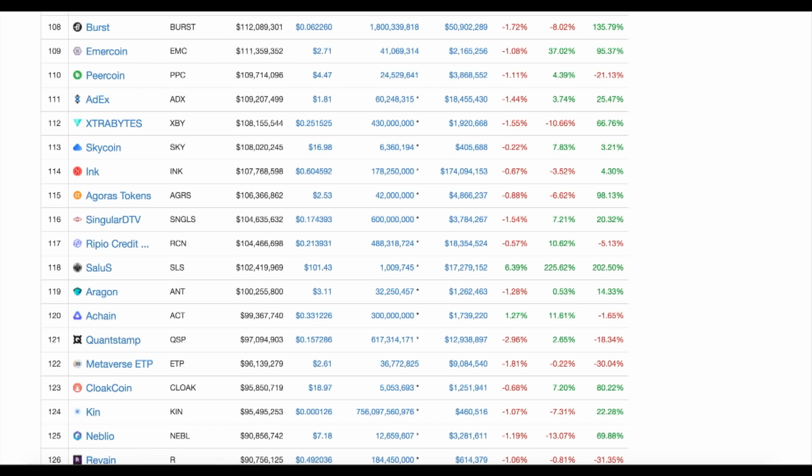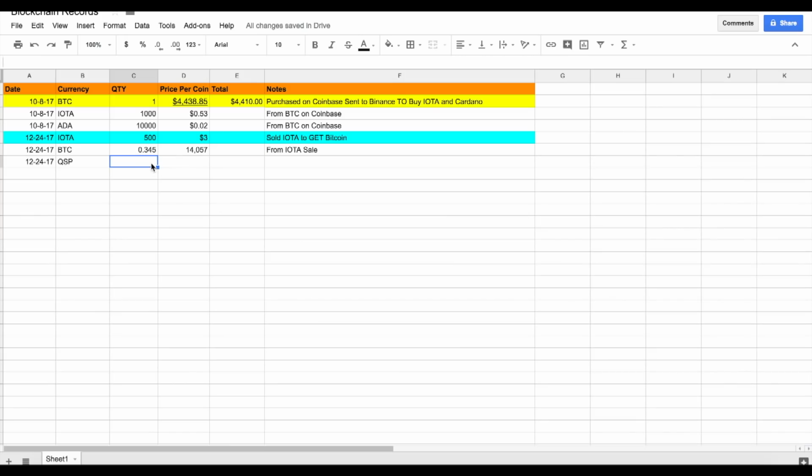So it's at 15 cents, and I have no idea how much it was, but let's say you bought 5,000 at 0.15, bought with profit from the IOTA sale. So you see how the notes are here to help you understand what your transactions were, because what you do here is you go add sheet.